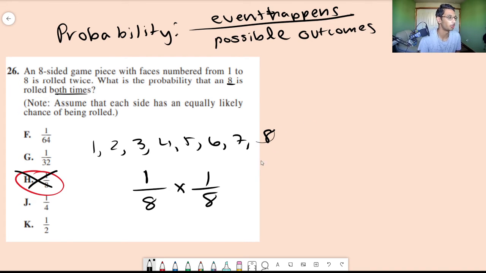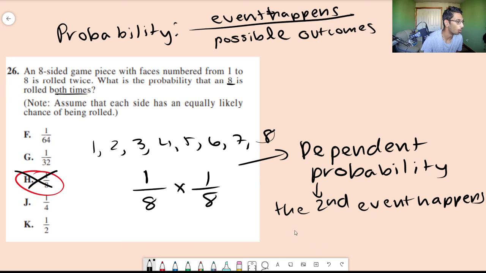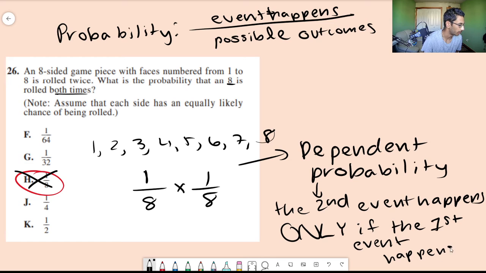So therefore, you would have to multiply, and this is called a dependent probability. Basically, you're dealing with the second event happening only if the first event happens. Right? And I should clarify that the second event could happen actually, because the first time you could roll an 8, but the second time you could actually roll a 5, right? So the second event could happen if the first event happens, but if the first event doesn't happen, then the second event can't happen whatsoever. And with dependent probabilities, it's a good idea that you need to multiply the probabilities.